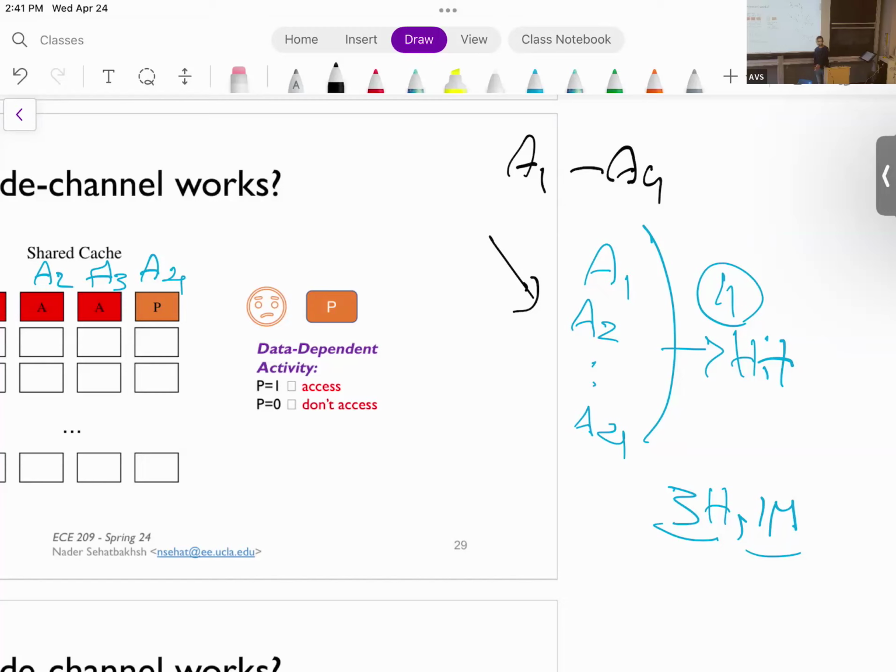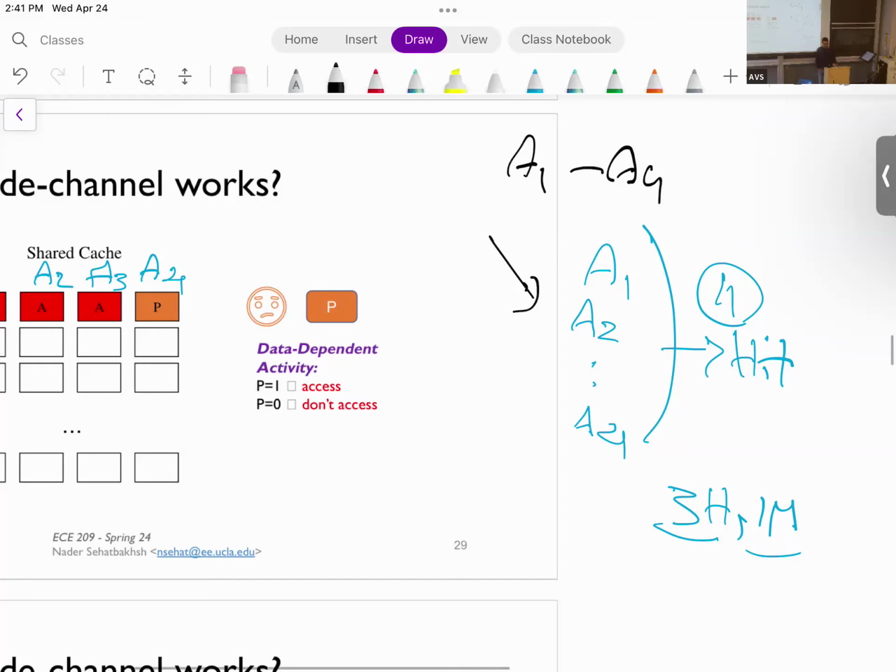This will ensure that all these 4 different values are loaded into the cache. Then we wait for some period, a few hundred cycles, and then we access the same set of 4 different addresses, and then we just see whether we get a hit or we get a miss.